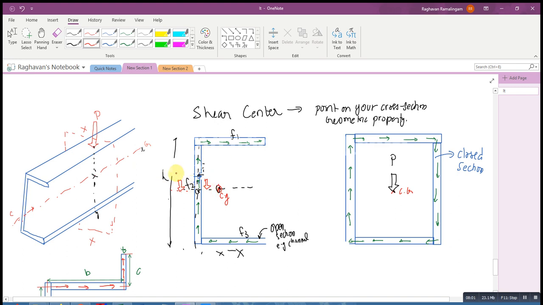Now take the two cases. Let me call this case 1 and this case 2. Now if I take case 1, I would see that F1 and F3 cause a clockwise couple. Now P, which acts over here, and F2 here, this also becomes clockwise.